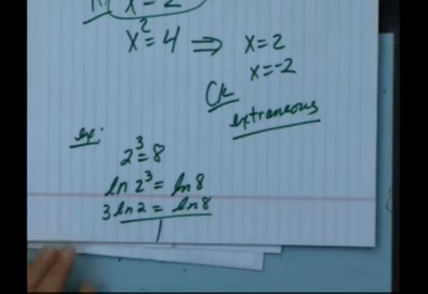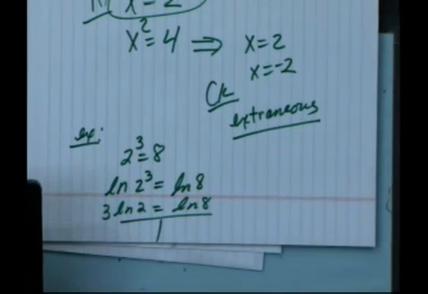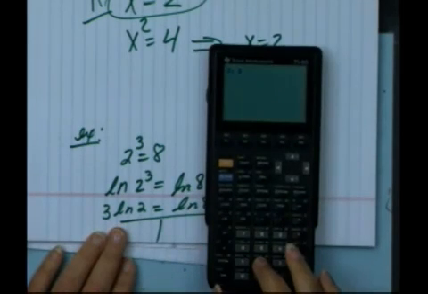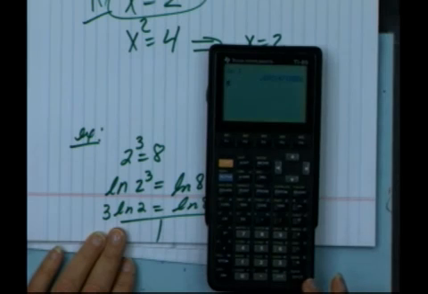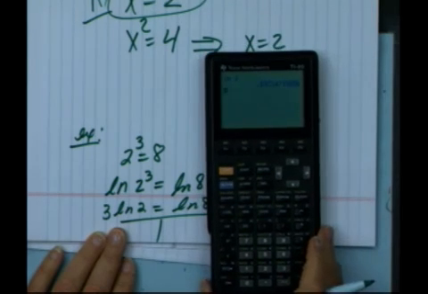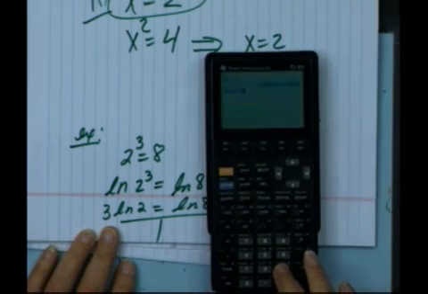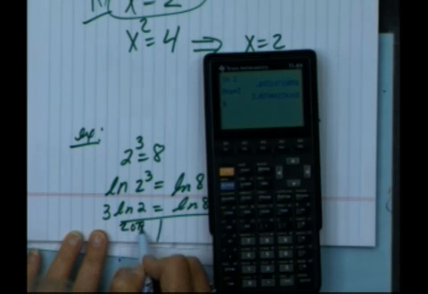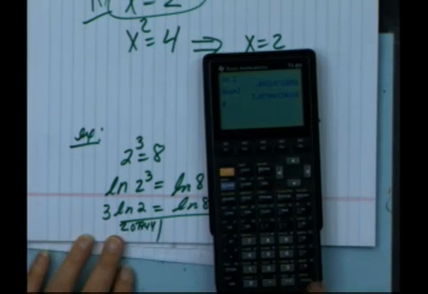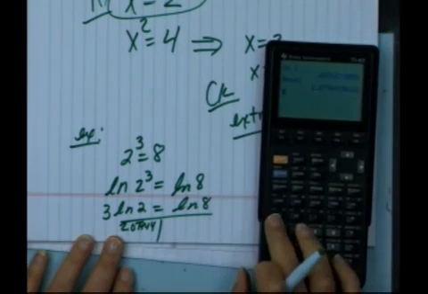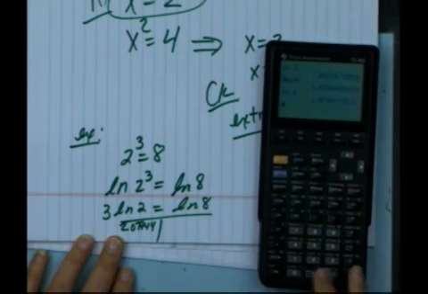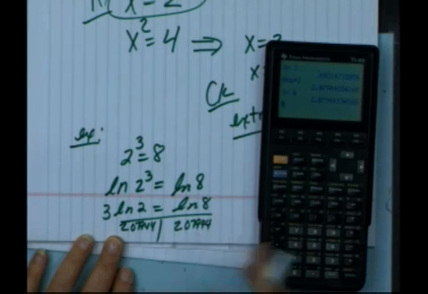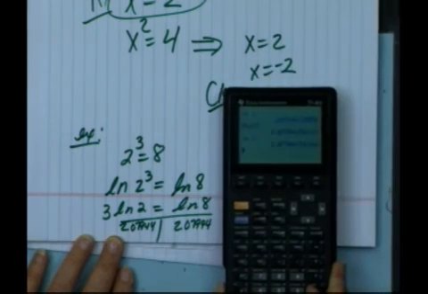I'm just going to plug and chug on my calculator real fast just to verify this. Natural log of 2 is about 0.693147, and I'm going to multiply that times 3, and that gives me 2.07944, and natural log of 8 is 2.07944, same thing. Can you see it there on my calculator?